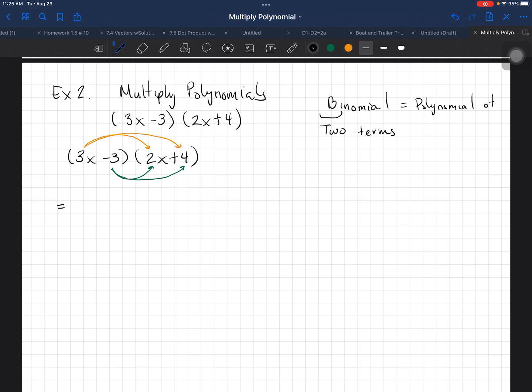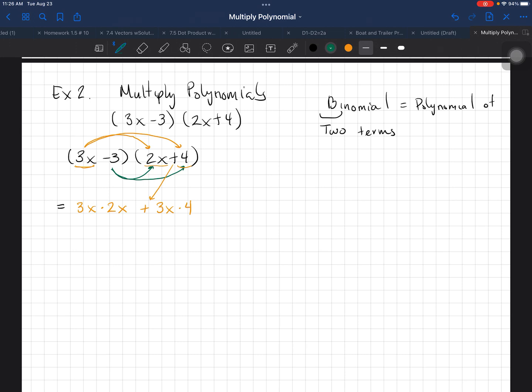I'll keep the coloring, and I apologize if these colors are not the best for you. I'll start with 3x times 2x, followed by this plus sign, and then 3x times 4. So there you go, we just took care of the distribution of 3x.